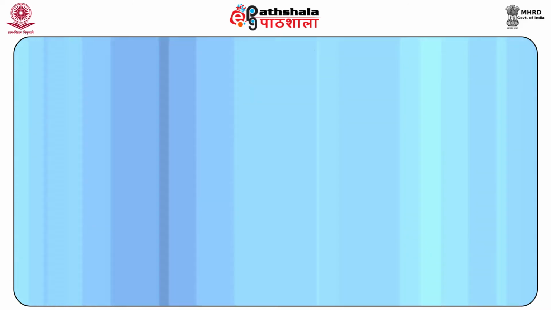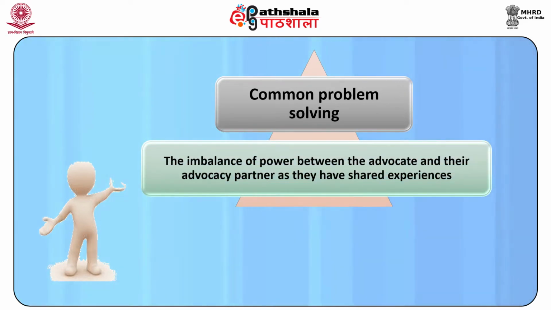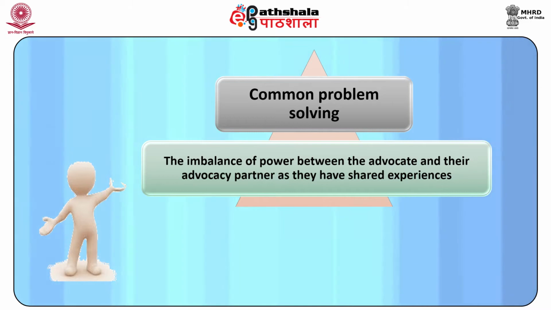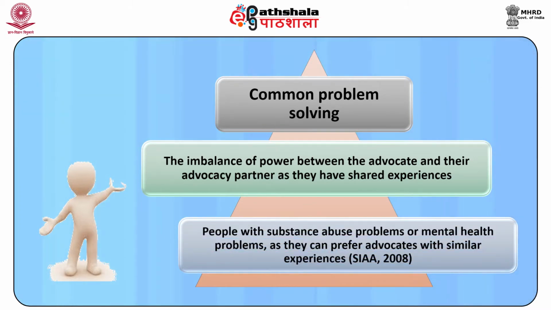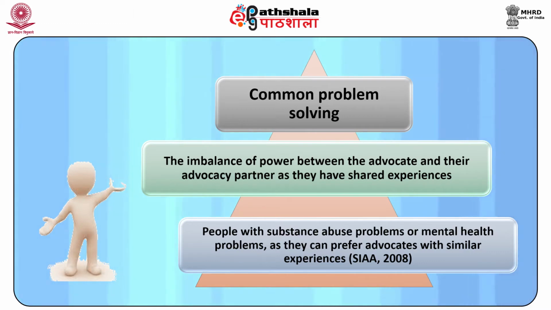Second is peer advocacy. The advocate and the person have a common background. For example, they may have shared experience of service provision, that is, experts by experience. Peer advocacy can be conducted on an individual or collective basis and often develops spontaneously, for example, in care homes or daycare centers. Key features include a focus on common problem solving, and lessening the imbalance of power between the advocate and their advocacy partner as they have shared experiences. Most effectively used with specific groups, for example, people with substance abuse problems and mental health problems, as they can prefer advocates with similar experiences.